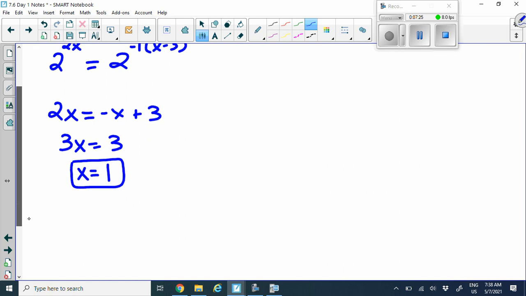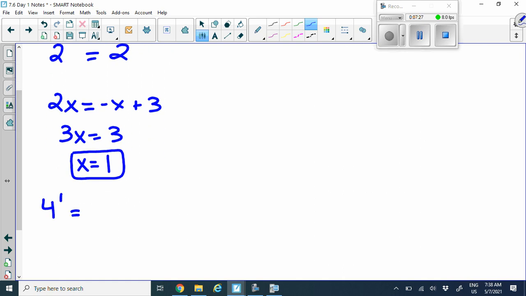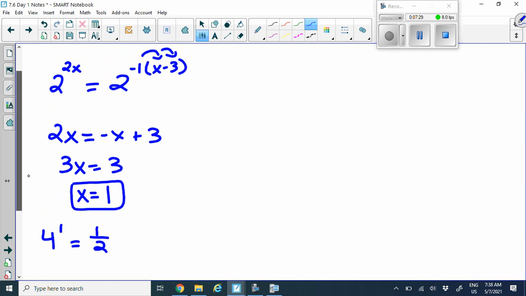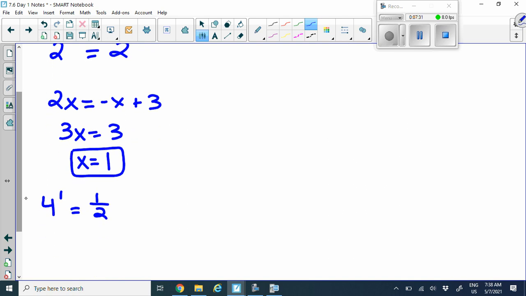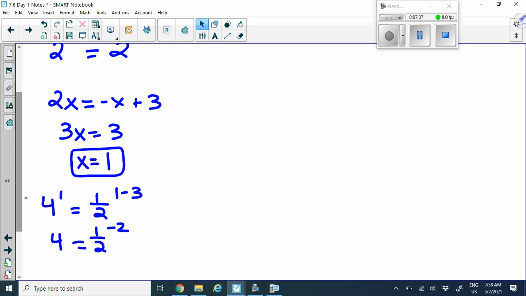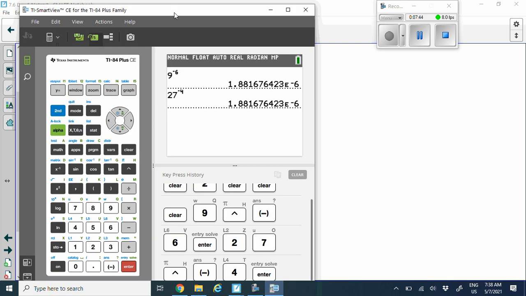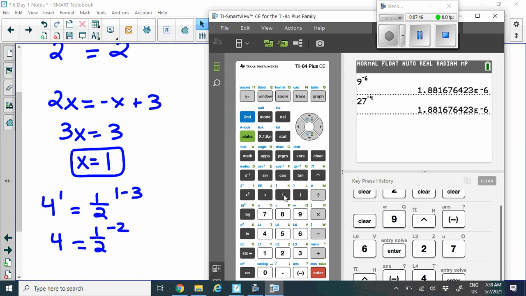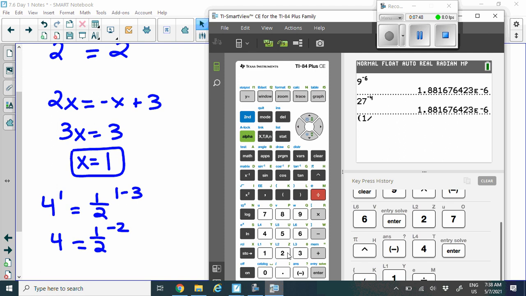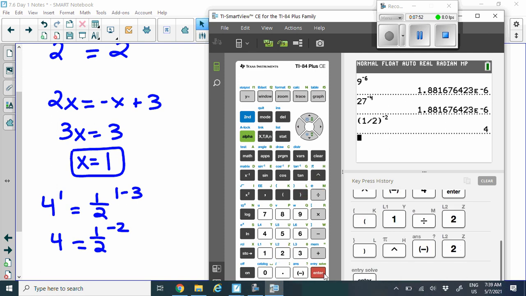Might as well do it. So I have 4 to the first equals 1/2. What was it? Was it x minus 3? 1 to the -3rd. So I get 4 equals 1/2 to the -2nd. Well, we can plug 1/2 to the -2nd into our calculator and see, does that give us 4? So I have 1 divided by 2 to the -2nd. Yes. So we did this correctly, and we got the right answer.